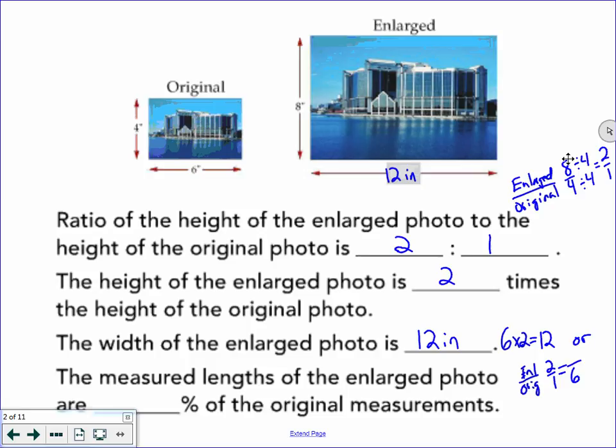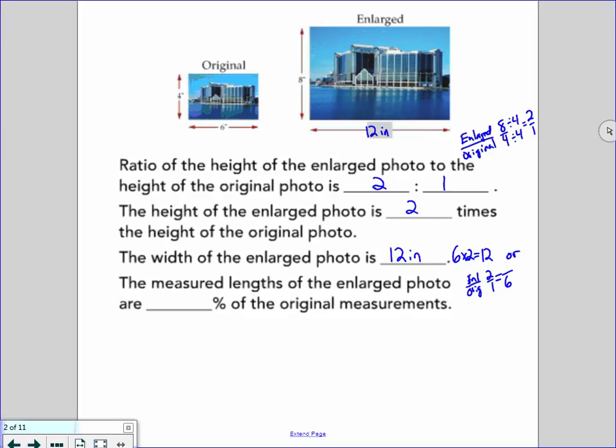The last thing here is the measured lengths of the enlarged photo are blank percent of the original measurements. Okay? So what we're going to do there to get the percent is just take that it's 2 times as big. You can think of it this way. We can just take 2 times 100 because percent is out of 100. So 2 times 100%, we just write that again. If I take 2 times 100%, that's going to equal 200%.